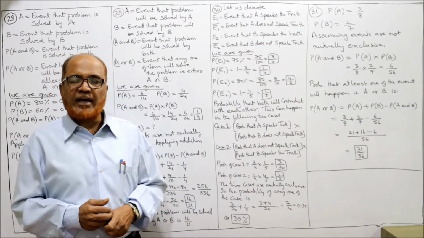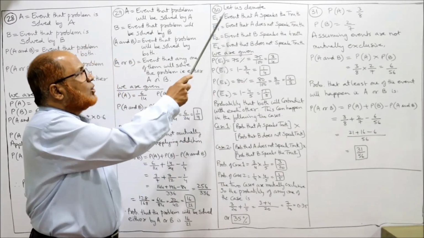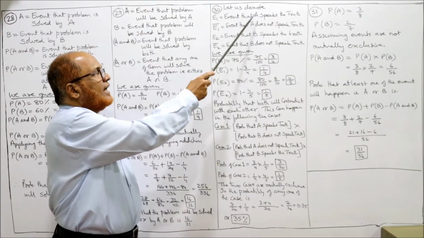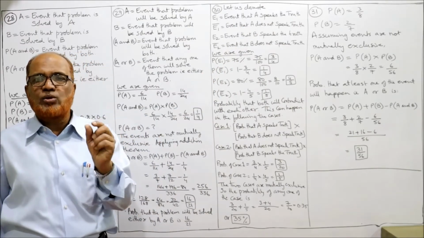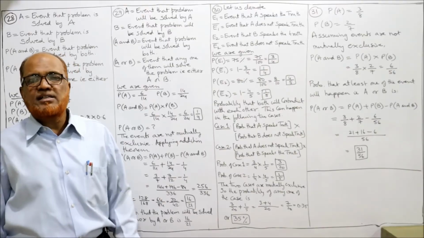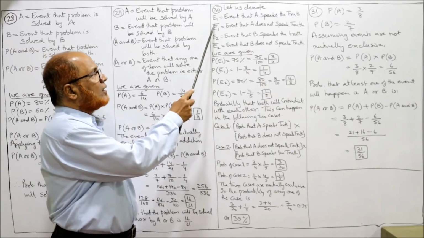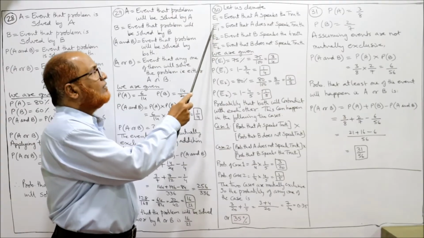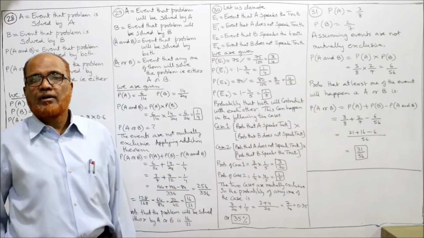So first of all, we'll write the information in a notational form. Let us denote E1 as the event that A speaks the truth. E1 is the symbol which we use to express that A speaks the truth. Then E1 bar, we'll put a bar. E1 bar is the event that A does not speak the truth.